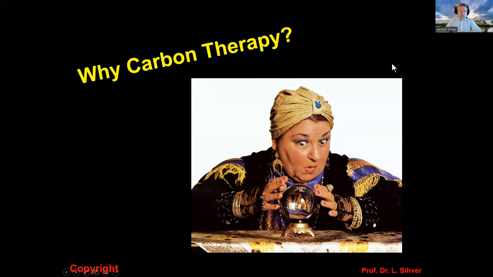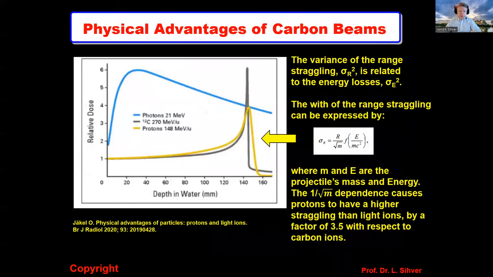Now I said proton has a good dose localization. So why do we care about carbon? Why carbon therapy? I mentioned before the range straggling. The variance of the range straggling is related to the energy loss, and the width of the range straggling can be expressed by this formula, where M and E are the projectile's mass and energy.